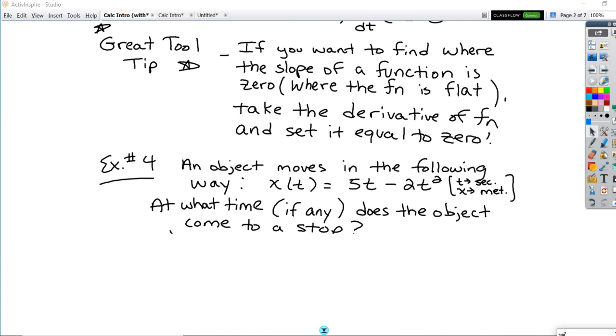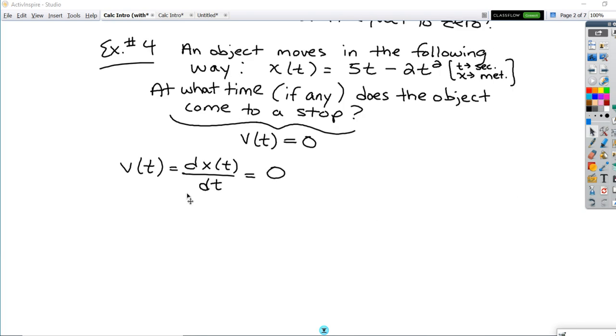Well, what does it mean if an object comes to a stop? That means that the velocity equals 0. But the velocity is the derivative of the position function. So this is where we could use this tip. If I were to take the derivative of my position function and set it equal to 0, I can find the time where this object would come to a stop, when that object has a velocity equal to 0. So we have our task. Find the derivative, set it equal to 0.